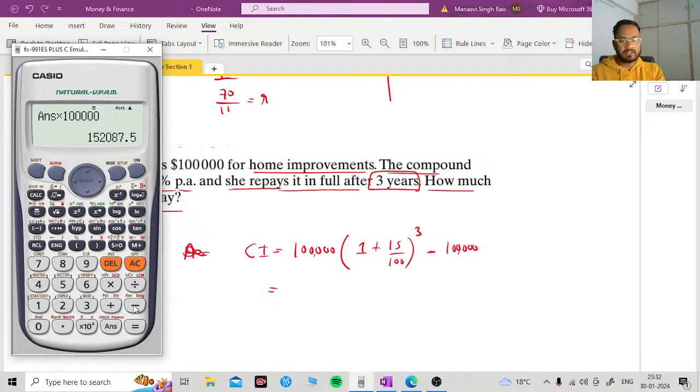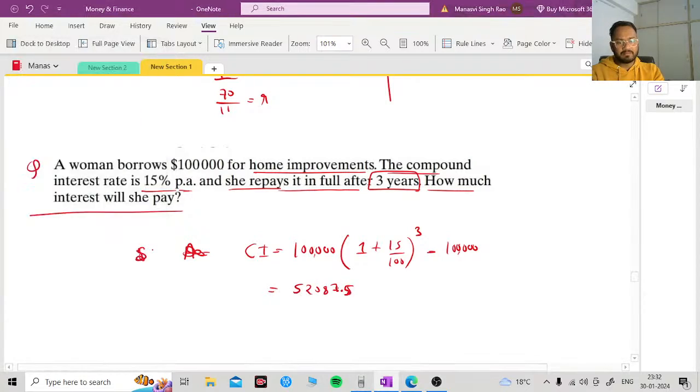And if you minus this, see, Umehani, you got the interest. Okay, you got the interest. Very good. You are correct. If you minus 1 lakh from the amount, the answer will be 52087.5. Absolutely correct. Very good, Umehani. This is the correct answer.